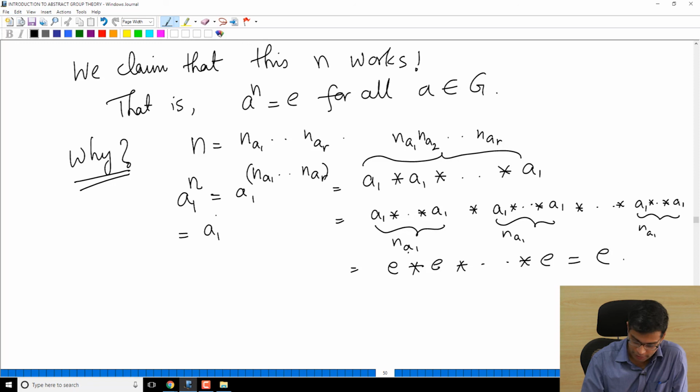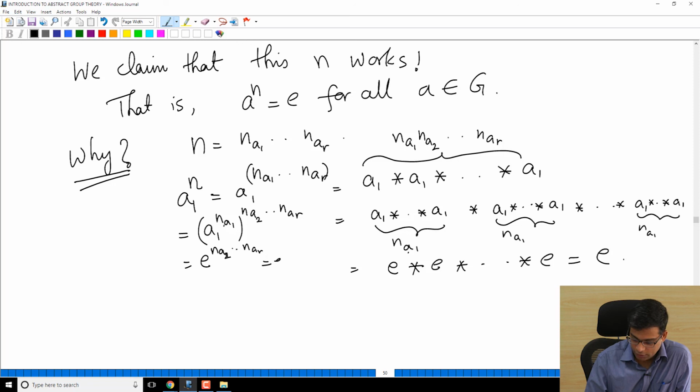The content of all this is that you can use the usual exponential rules. That means this can be written as a 1 power n a 1 to the power n a 2 up to n a r. Usual exponential rules that you have learned in school say this is a 1 power the product of these two, but a 1 power n a 1 is e, and e power anything is e. This is the shortcut of the proof.